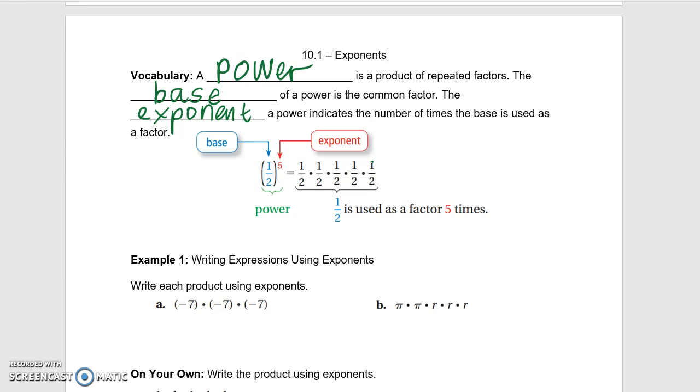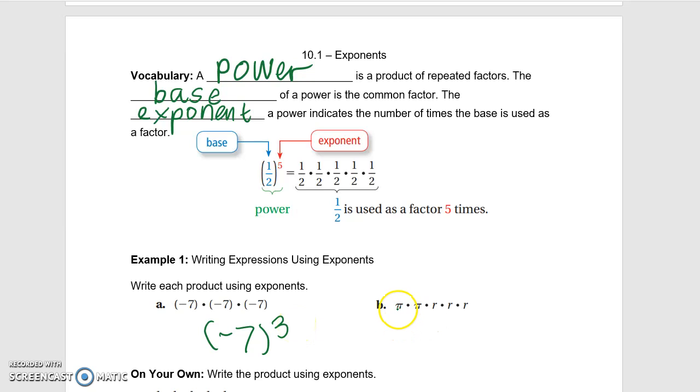So example 1, write each product using exponents. Because our base is negative, we want to put our base inside parentheses and count how many times we see -7 multiplied by itself. Being multiplied by itself 3 times, so our exponent is 3.